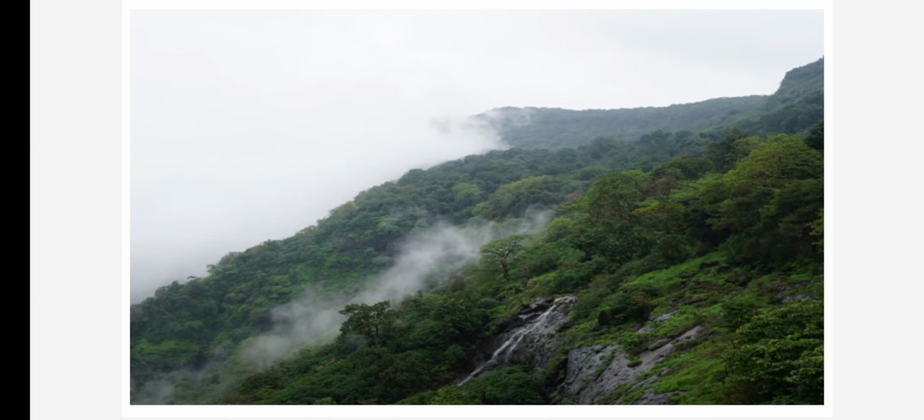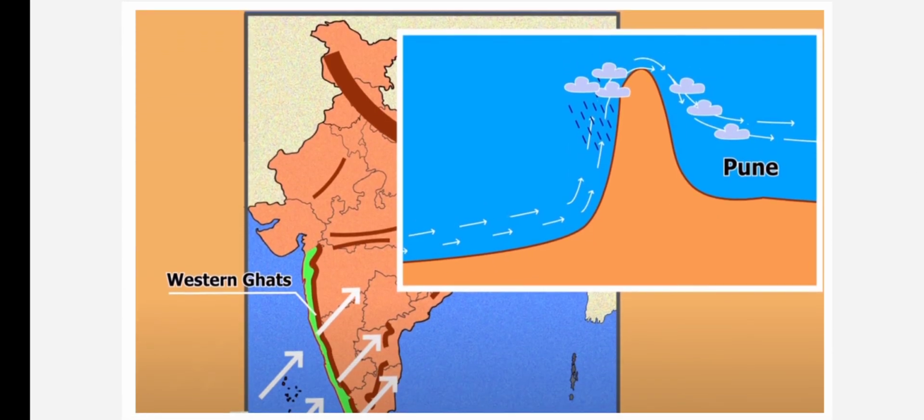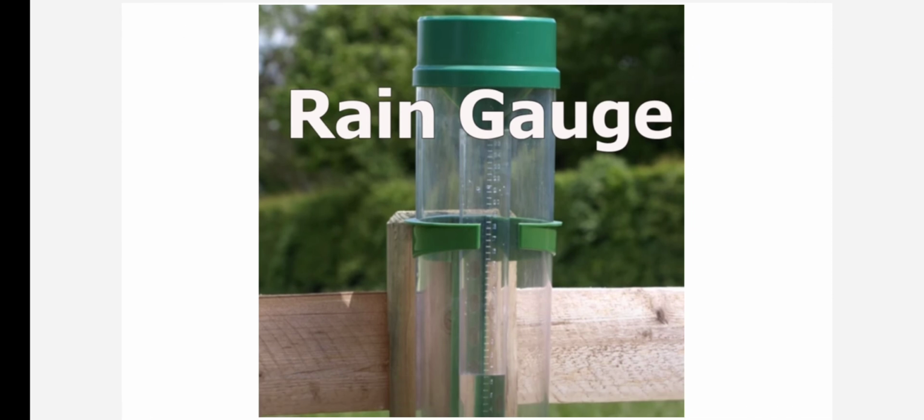Now, in the Western Ghats, we have Mahabaleshwar at a higher altitude. It receives a rainfall of about 675 centimeters. Whereas Pune, which lies on the eastern side of the Western Ghats, that is in the rain shadow region, receives only 70 centimeters of rainfall. Rainfall is measured with the help of an instrument called a rain gauge.